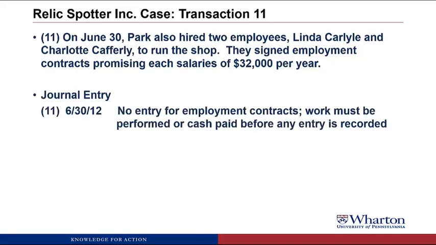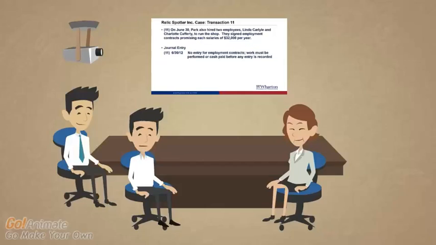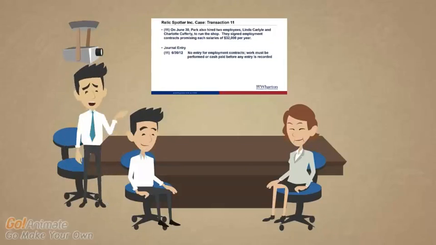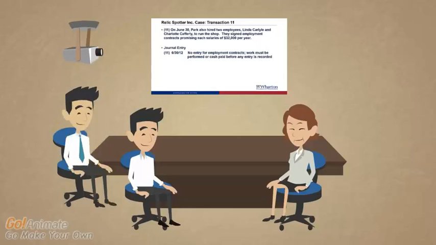Either they have to work for us or we have to pay cash before we're going to record any journal entry. We just don't account for these types of promises. So here's your trick question. Where I come from, when you promise something, it becomes an ironclad obligation. So, when isn't this a liability?